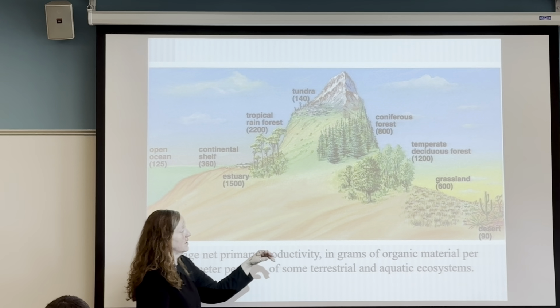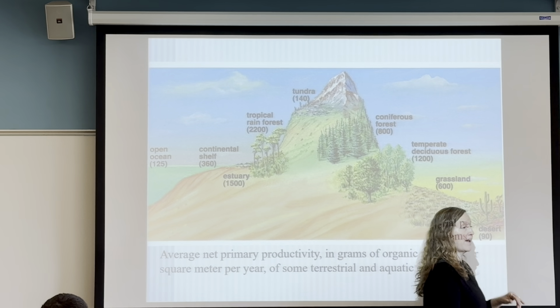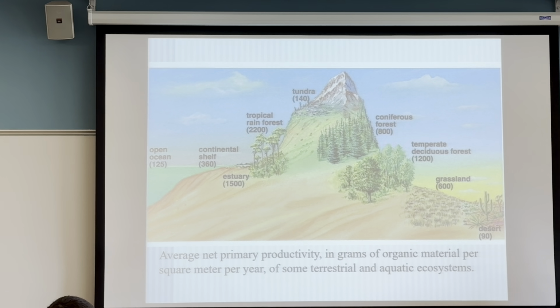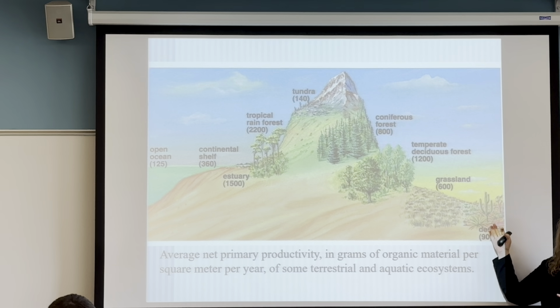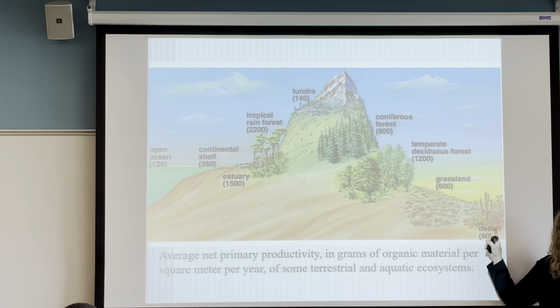Same thing with deserts. Deserts have tons of sunlight, nice warm temperatures. They're often relatively diverse, but water availability is super low. So then you have a very low number.